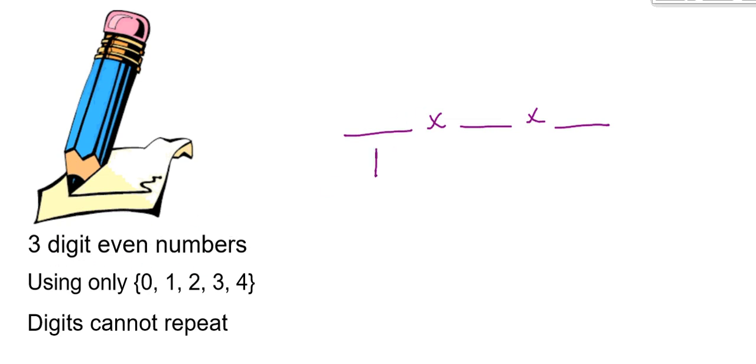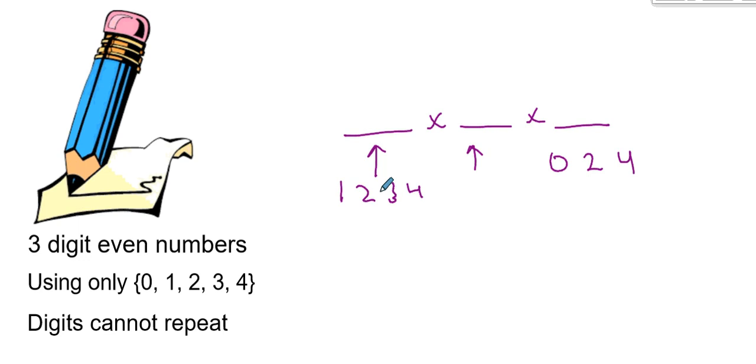So for 3 digits, remember, I cannot have a 0 here. So this is going to be a 1, 2, 3, or 4. In order for it to be an even number, I need to end with a 0, 2, or 4 to make it even. And the middle one is just whatever's left over. So we're going to do the middle decision making last because there's no rules.